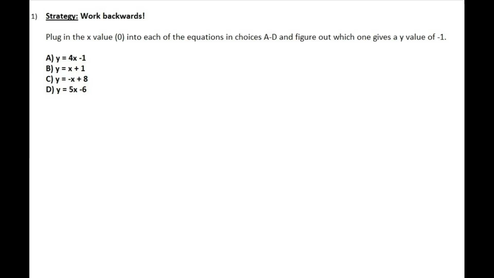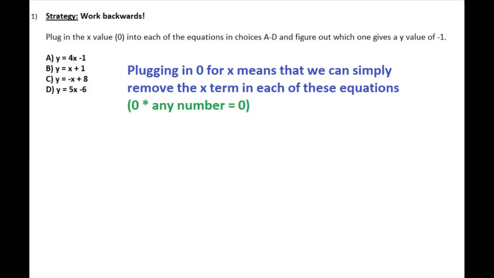Now, the quick way to do this is just to take your thumb and cover up all the x terms. Why is that? Well, plugging in 0 for x means that we can just take out that x term in each one of those equations.